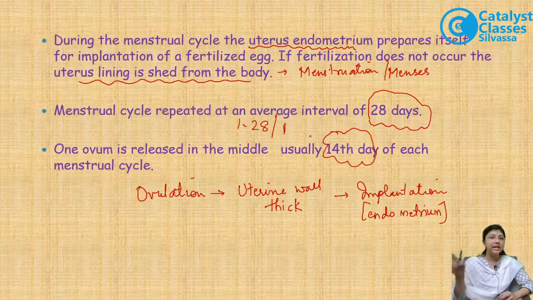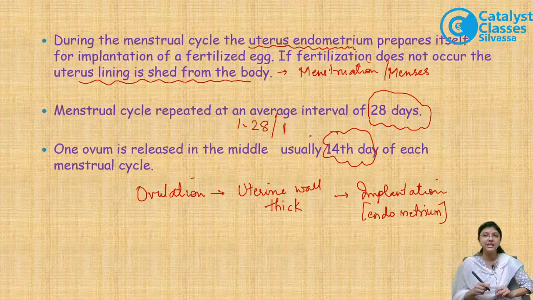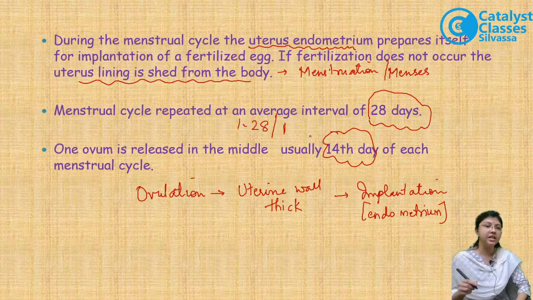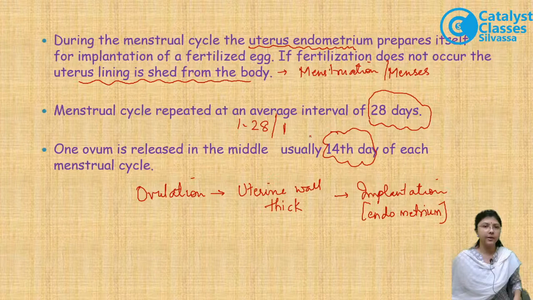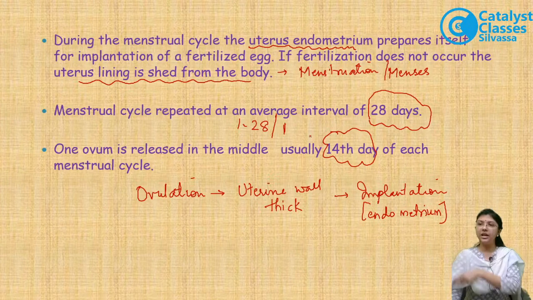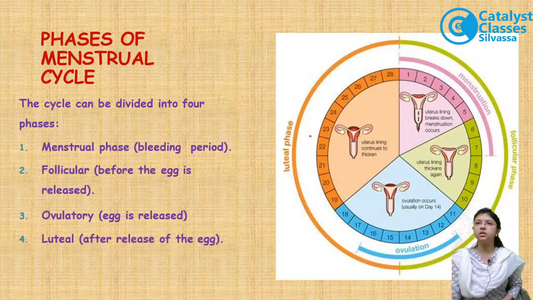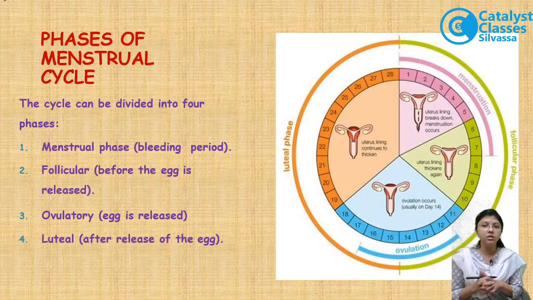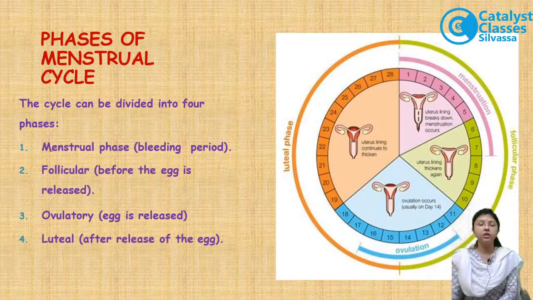I'll show you the diagram and tell you how exactly the ovum is released, or why the ovum is released. Okay, so moving further to the next part. The complete menstrual cycle that appears in the female every month consists of 3 phases. Right? What are those 4 phases?